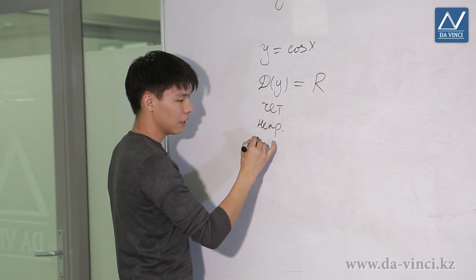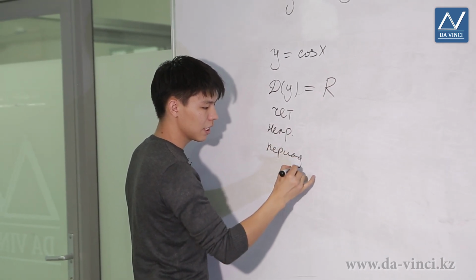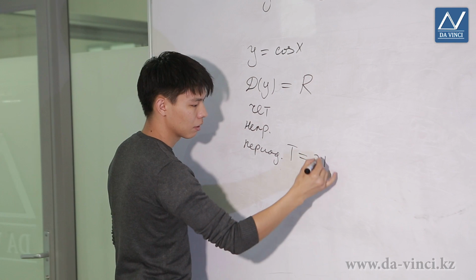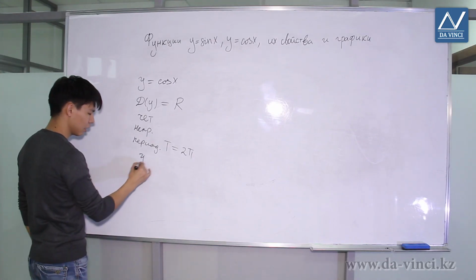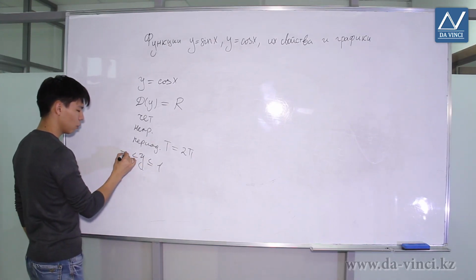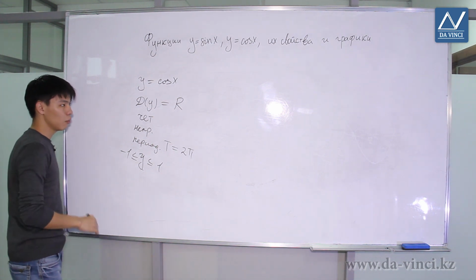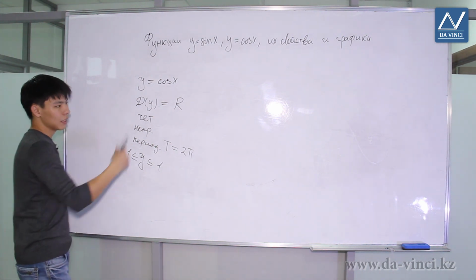The function is also continuous. It is also periodic, with the same period T equal to 2 pi. It is also bounded, from minus 1 to 1. Moreover, minus 1 and 1 are the largest and smallest values. Let's try to build a graph.